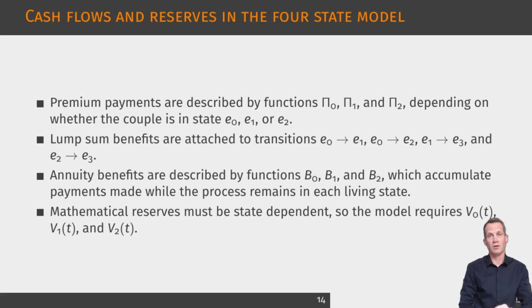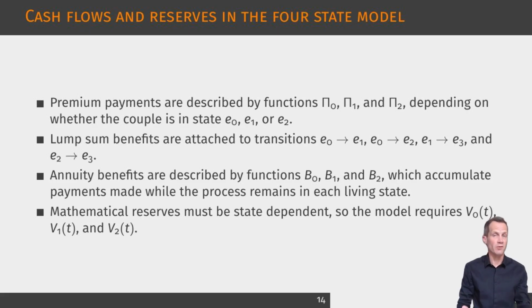The cash flow description follows the structure of the four-state process. Premiums may be paid while the couple is in state E0, E1, or E2, and these payments are represented by 3 cumulative premium functions. This allows the contract to specify different premium rules depending on whether both spouses are alive or only one spouse remains alive. Death benefits are attached to transitions. A payment associated with the death of the husband while both spouses are alive is not the same contractual event as a payment associated with the death of the widow. The notation therefore distinguishes benefits linked to the 2 first death transitions and to the 2 second death transitions.